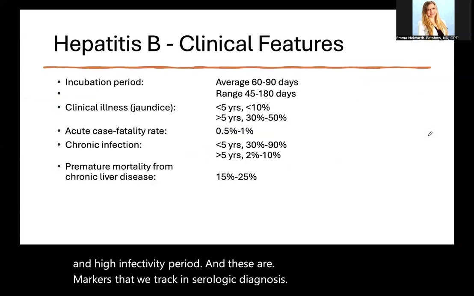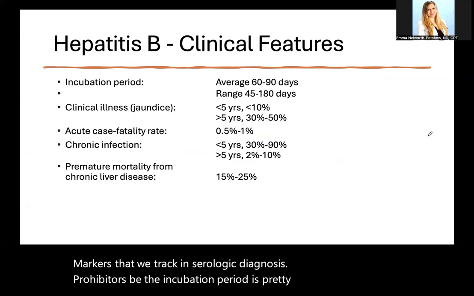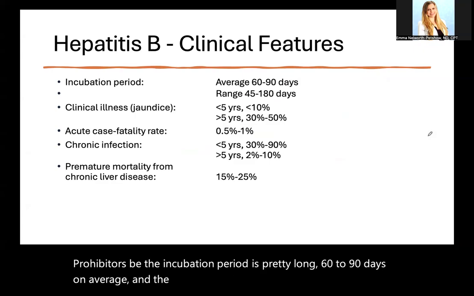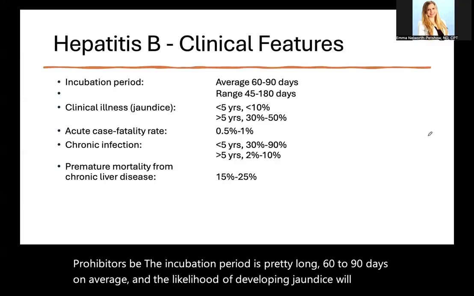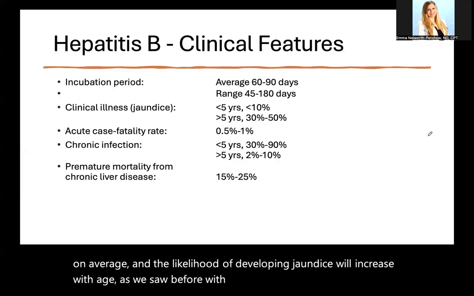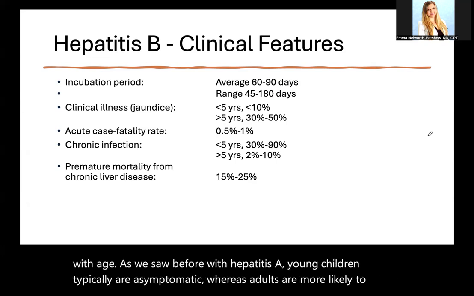For hepatitis B, the incubation period is pretty long, 60 to 90 days on average, and the likelihood of developing jaundice will increase with age, as we saw before with hepatitis A. Young children typically are asymptomatic, whereas adults are more likely to show clear signs of hepatitis.